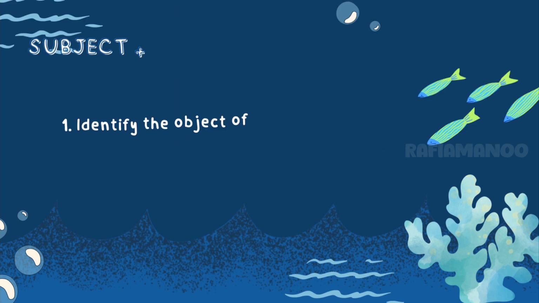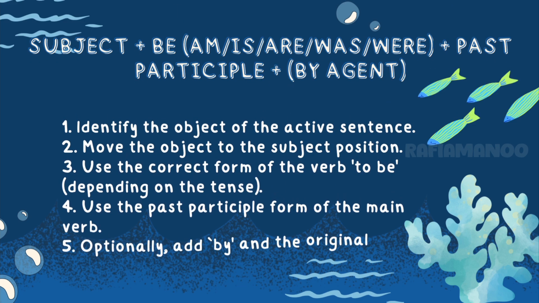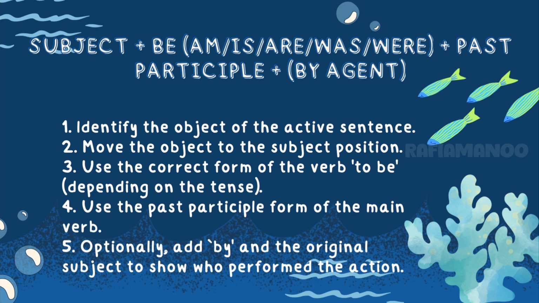1. Identify the object of the active sentence. 2. Move the object to the subject position. 3. Use the correct form of the verb to be, depending on the tense. 4. Use the past participle form of the main verb. 5. Optionally, add by and the original subject to show who performed the action.